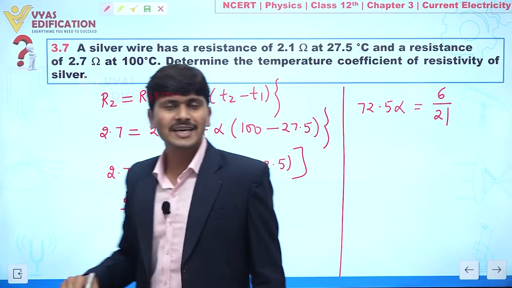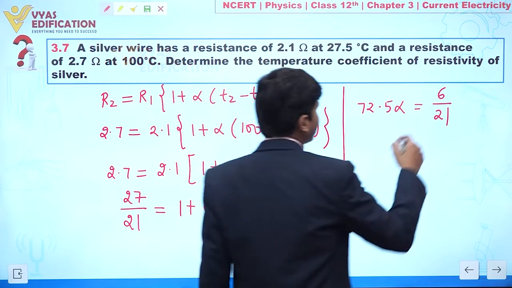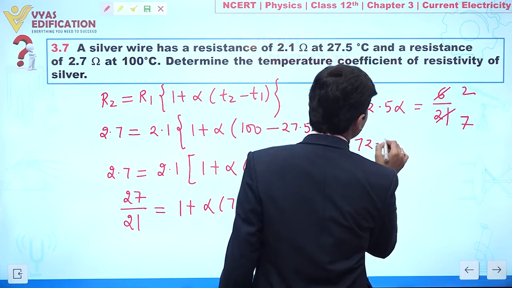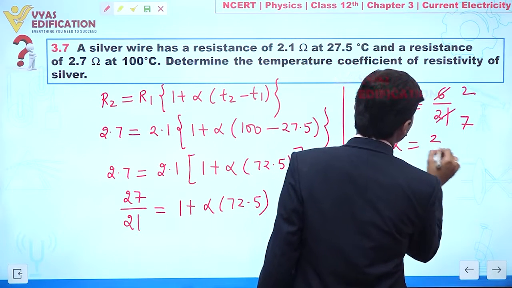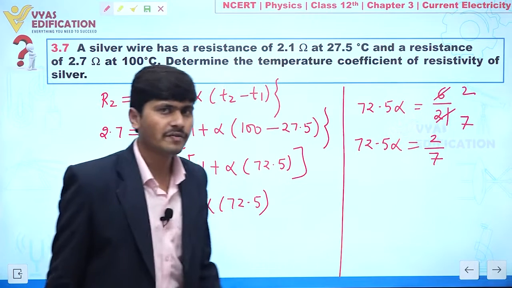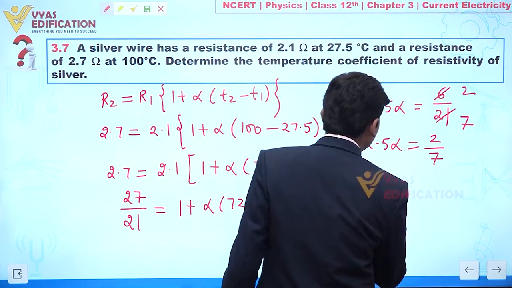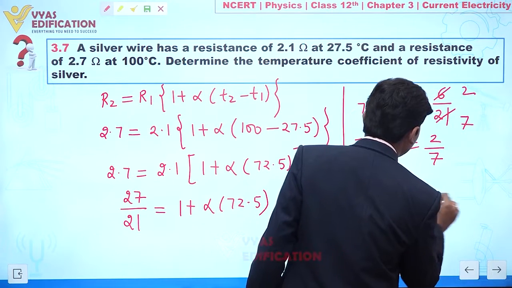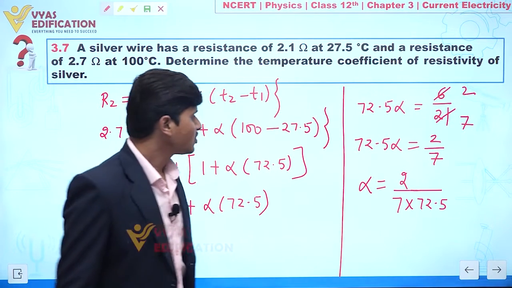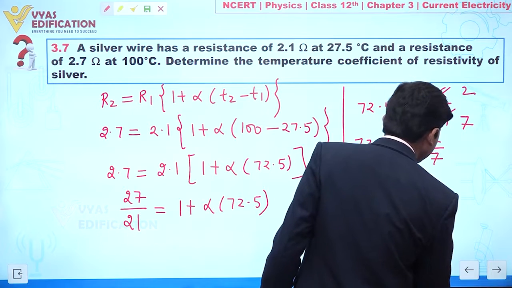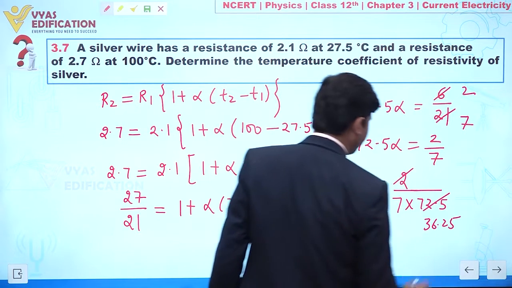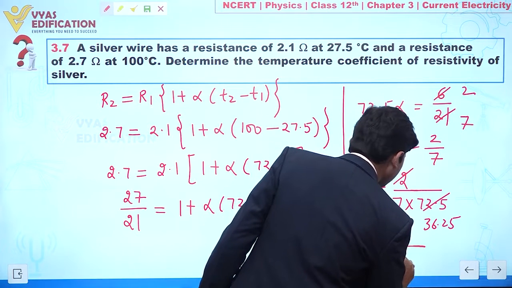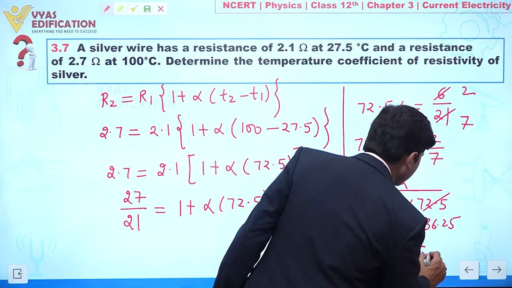Now we can cancel it by 3. So we can say this is 2 and this one is 7. So 72.5 alpha is equal to 2 by 7. Clear to everyone? So value of alpha is given by 2 by 7 into 72.5. So almost, we can say this is 36.25. So value of alpha is equal to 1 upon 7 into 36.25.